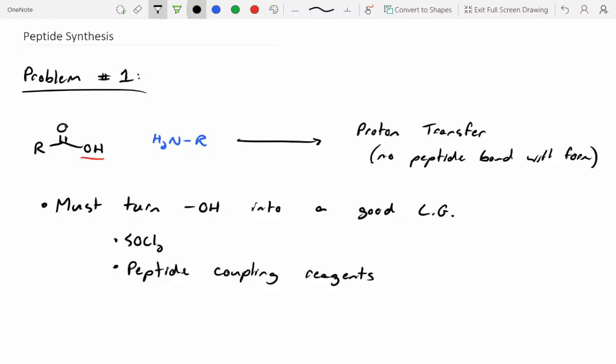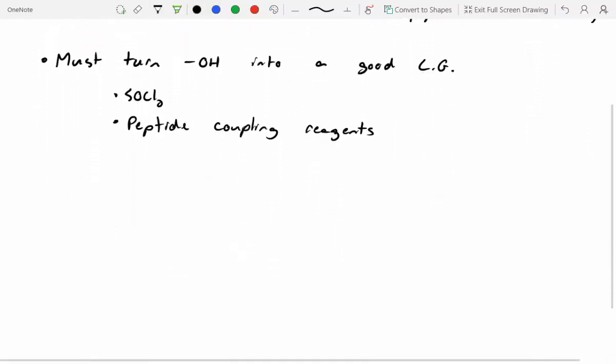There's a whole list of peptide coupling reagents that are commercially available that are designed specifically for the sole purpose of making nitrogen-carbon bonds that are peptide bonds. One problem is using thionyl chloride is really hard to handle. It's not something you want to do in most biochemistry labs. So peptide coupling reagents are a much nicer way around this. So let's take a look at an example of a peptide coupling reagent.